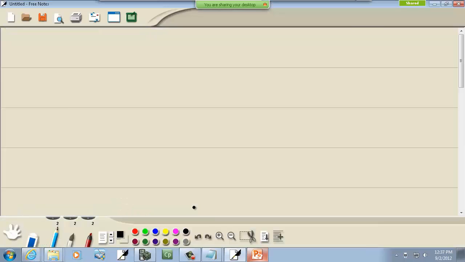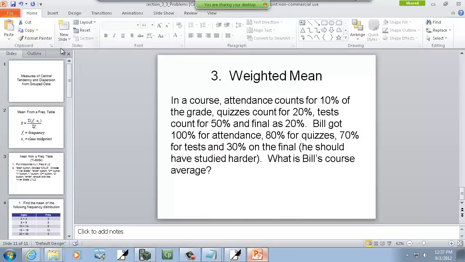Okay, so let's look at this example. It says, in a course, attendance counts for 10% of the grade, quizzes count for 20%, tests count for 50%, and finals 20%. Bill got 100% for attendance, 80% for quizzes, 70% for tests, and 30% on the final. He should have studied harder. What is Bill's course average?